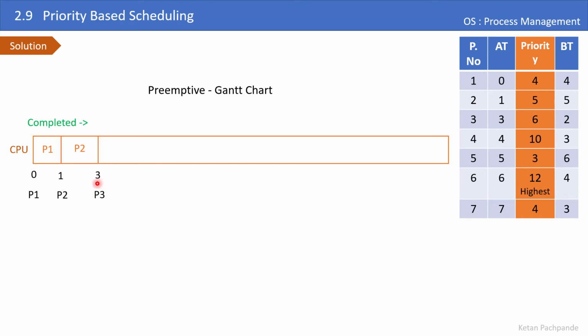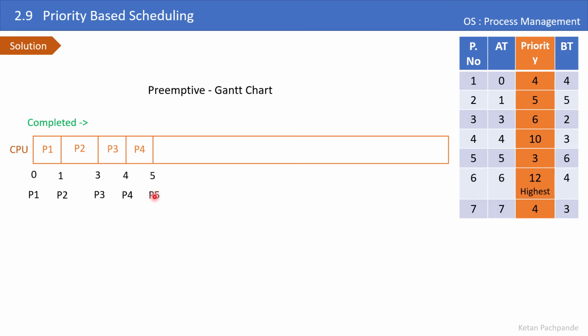Now from 1 to 3, the process P2 can run because in between 1 to 3, no other process is arriving. The next process arriving is at time t is equal to 3. And at time t is equal to 3, process P3 arrives with again higher priority, which is 6. So I am going to preempt the process P2 here and going to schedule the process P3. Again at time t is equal to 4, the higher priority process arrives with the priority 10. So P3 will get preempted and P4 will get scheduled.